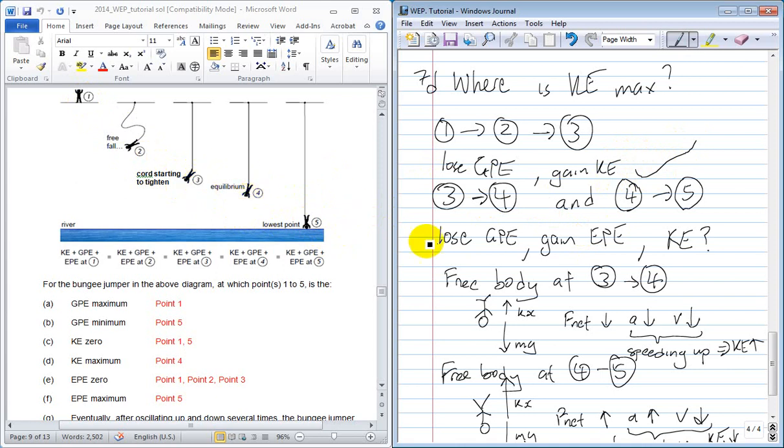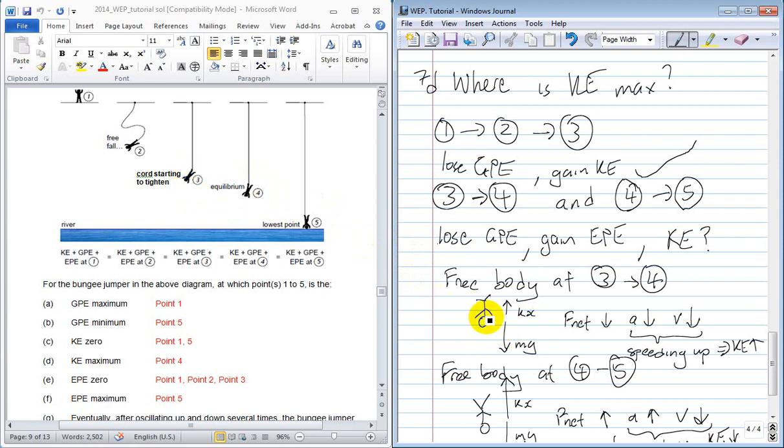From 3 to 4, I know I lose GPE. I know that I gain EPE because the rope starts to stretch. But what about KE? I'm actually not very sure, simply because I don't know the magnitude of the loss in GPE and the magnitude of the gain in EPE. So my KE is actually pretty unclear. One way we can look at whether or not KE increases or decreases from 3 to 4 is by looking at the free body diagram of the man at 0.3.